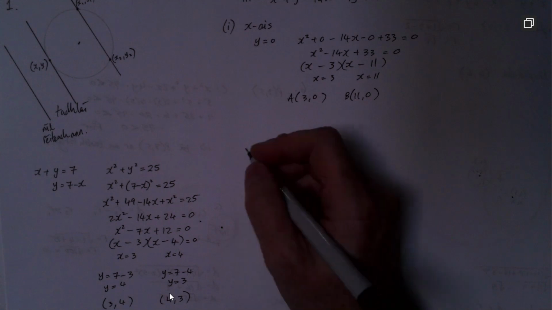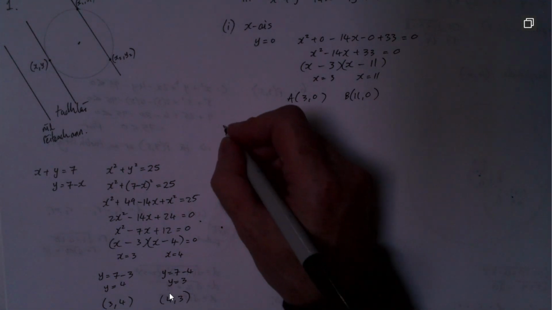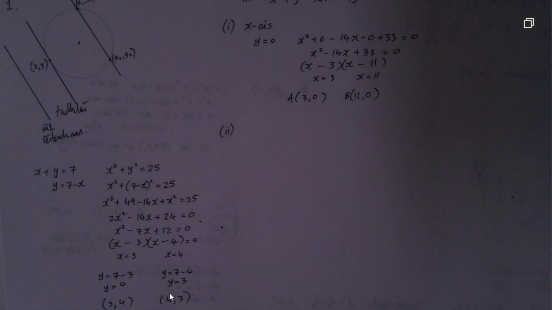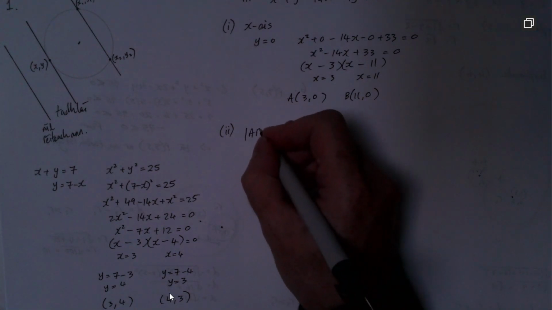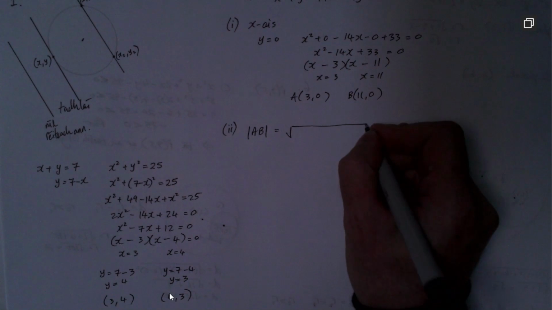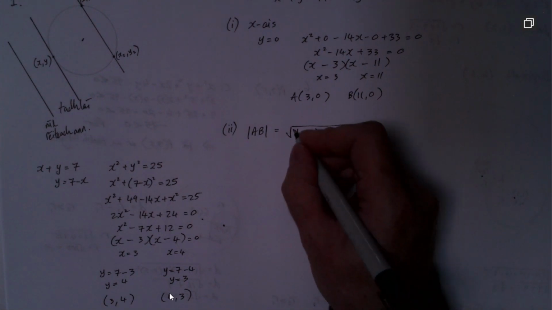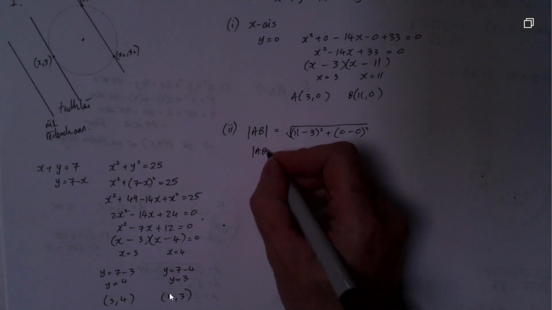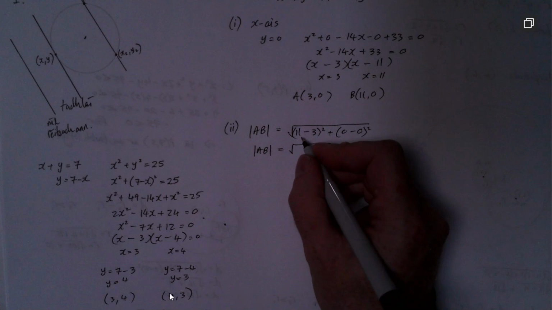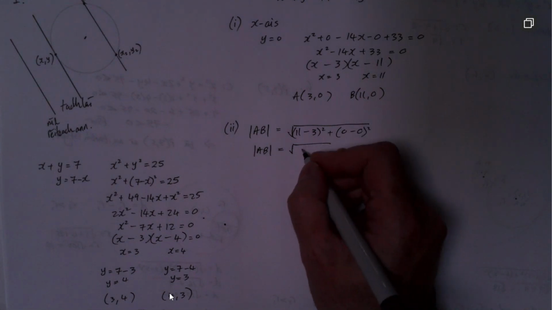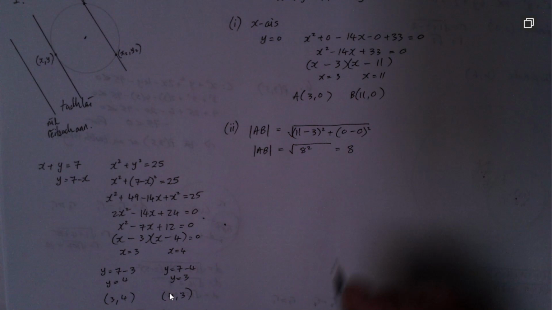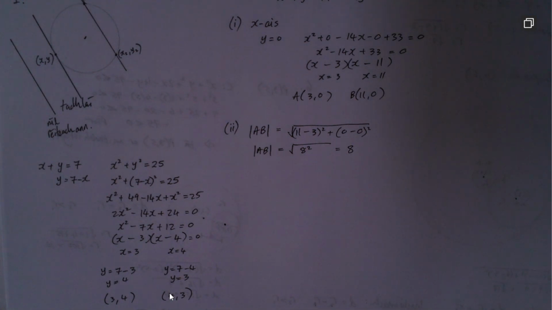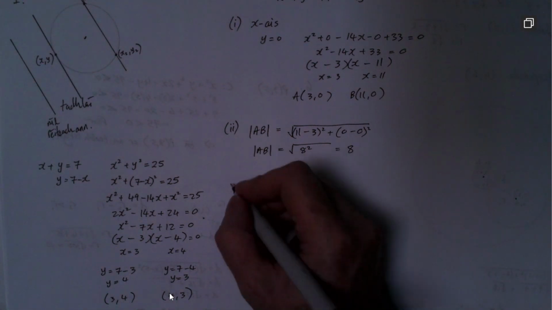Part of the question: find AB, the intercept that the circle makes on the x-axis. So we find AB using the square root of the difference in x squared plus the difference in y squared, which is 0 squared. So AB is 8 units. Pretty straightforward.